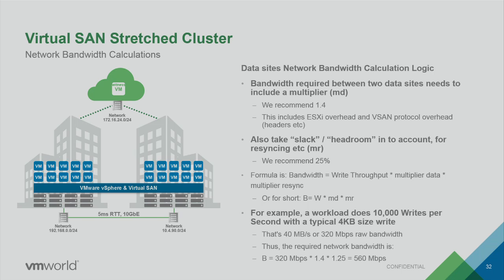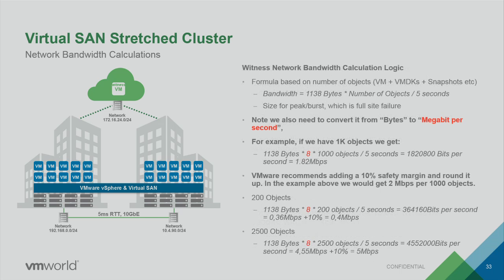You can assume 4 KB block size. If you have 4 KB block size, that translates to 40 Mbps or 320 megabits per second. And that's how you land up with 560 Mbps bandwidth requirement between the two sites. And there is a bandwidth guide that will explicitly outline this for those of you frantically trying to take pictures of this. Right. The Stretch Cluster Design Guide has all of these numbers in much more detail.